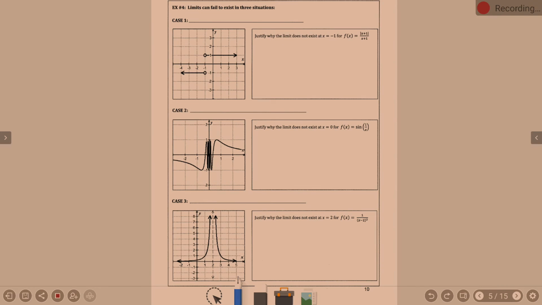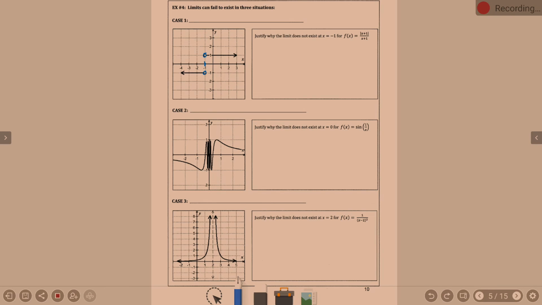Okay. Limits. That's a heartbeat. A limit can fail to exist in 3 situations. Okay? Case 1. Justify why the limit does not exist at x equals -1 for this function. Well, what's happening at -1? There are 2 holes, and most importantly, they're not connecting, right?